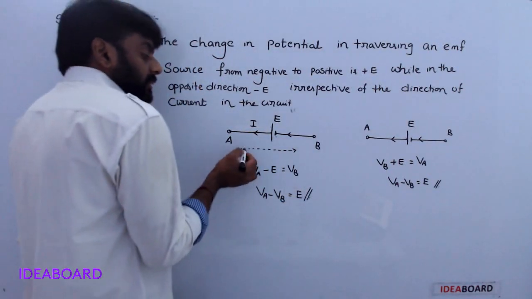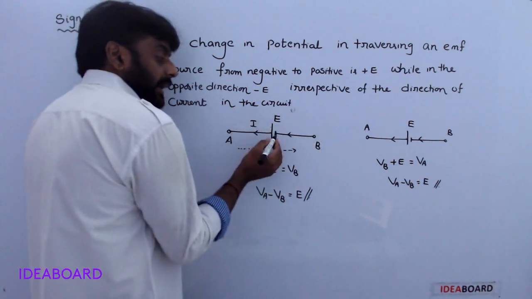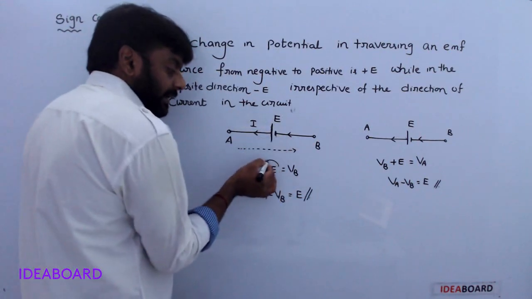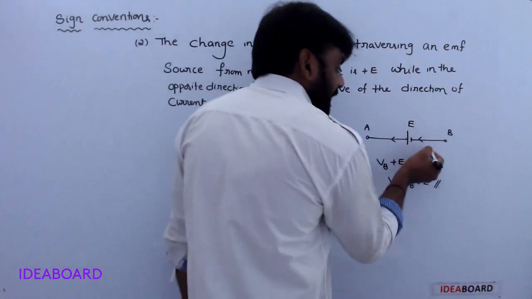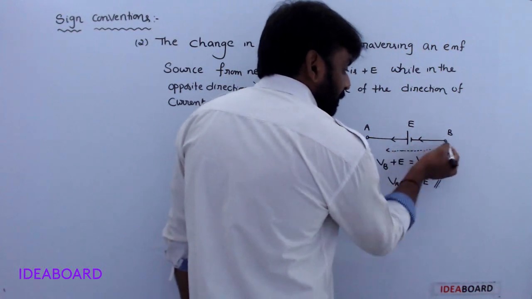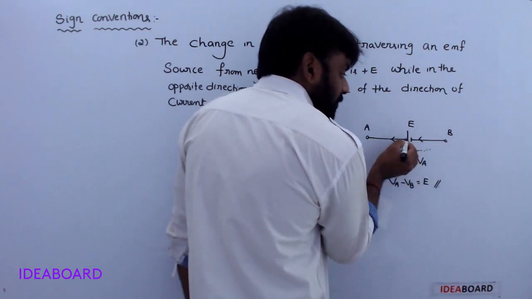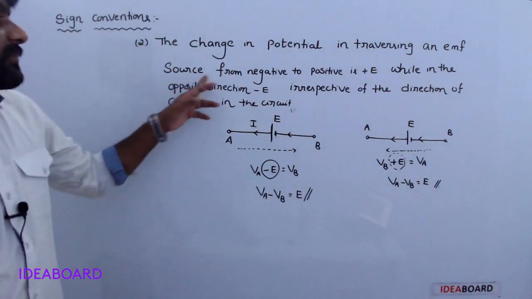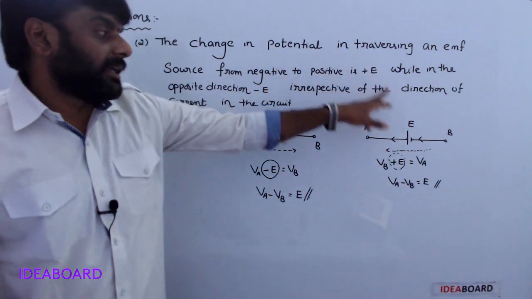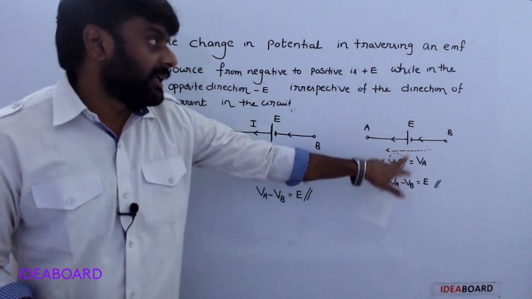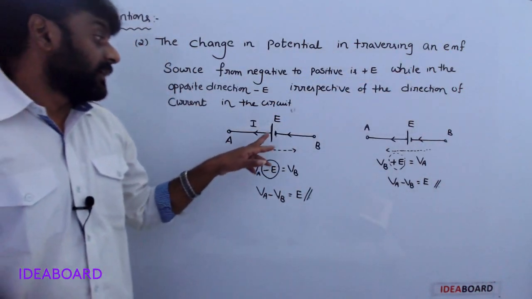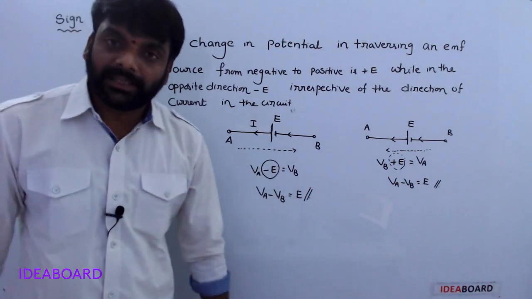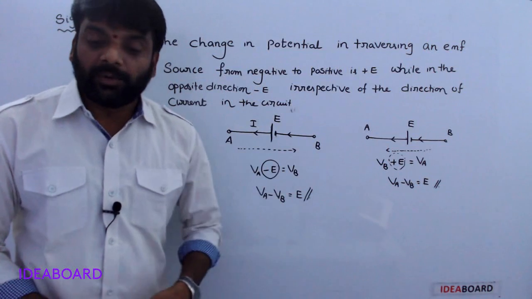Once again, see, from A to B, you start with your positive terminal to end with negative. So you are taking minus E here. But in this direction, from B to A, negative to positive, ending with positive, so you are taking plus E. Source from negative to positive, you are taking plus E, while in the opposite direction, positive to negative, you are taking minus E. It is the most important one.